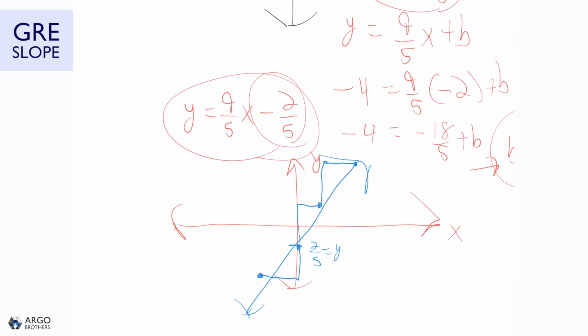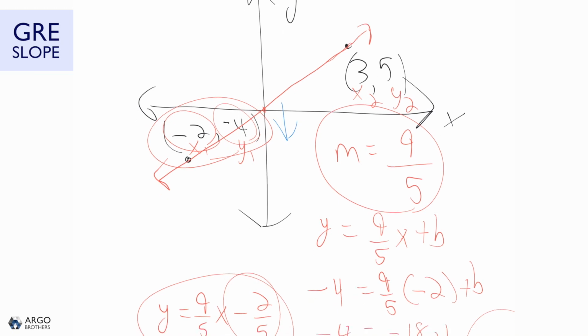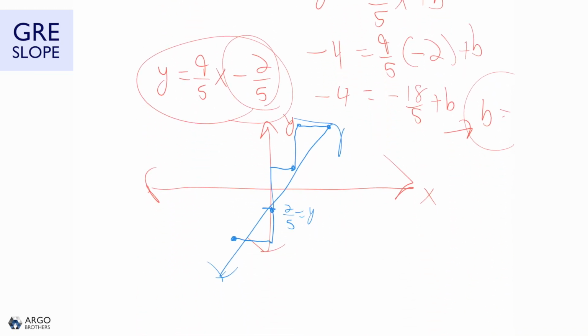But the same points are there. The 1 point would be, what did we have? Negative 2, negative 4. And then another point would be 3 comma 5. Okay, so everything is still the same. We just drew it better.